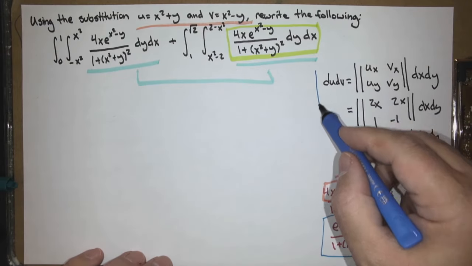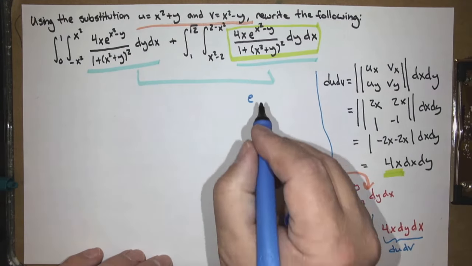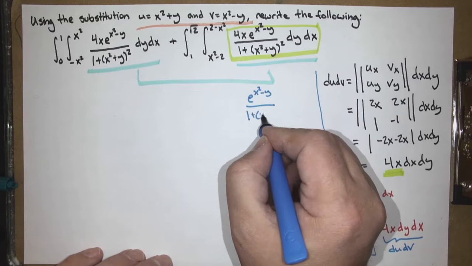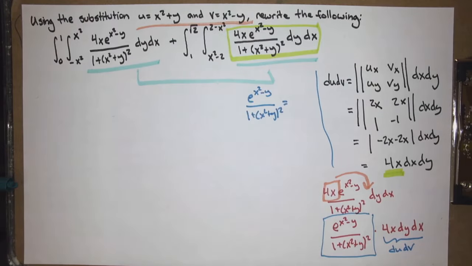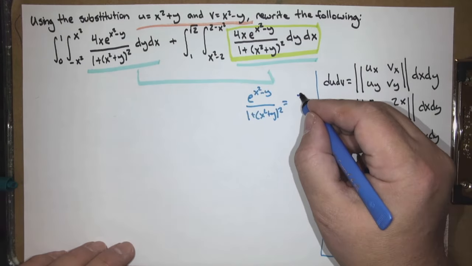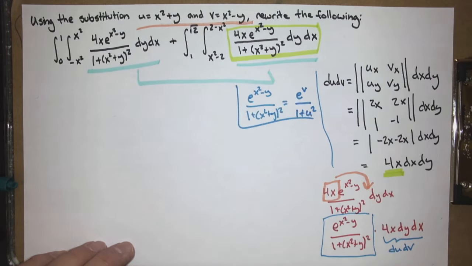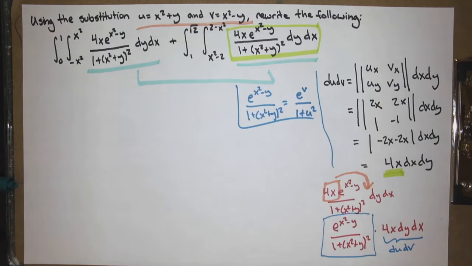So when we go to step 2, that's why we want to do the Jacobian first, we asked ourselves the question, the part that remains, e to the x squared minus y over 1 plus x squared plus y quantity squared. Can we rewrite that in terms of u and v? I heard a yes. Okay, how do we do it? What does the upstairs look like? E to the v. Downstairs? 1 plus u squared. Okay. Now we've got essentially these two pieces. What's left?